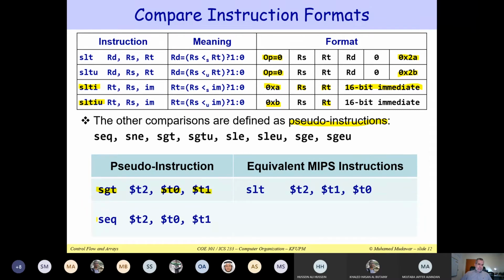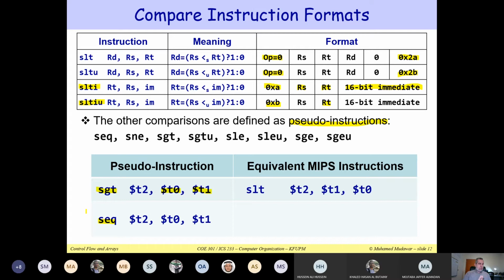How about set if equal? If I would like to check for equality, if T0 is equal to T1, how do I do this? Now, set less than cannot really check for equality, right? So I need another idea. So how do you check if T0 is equal to T1? Anyone? This can be an exam question, for example, in a quiz or exam.